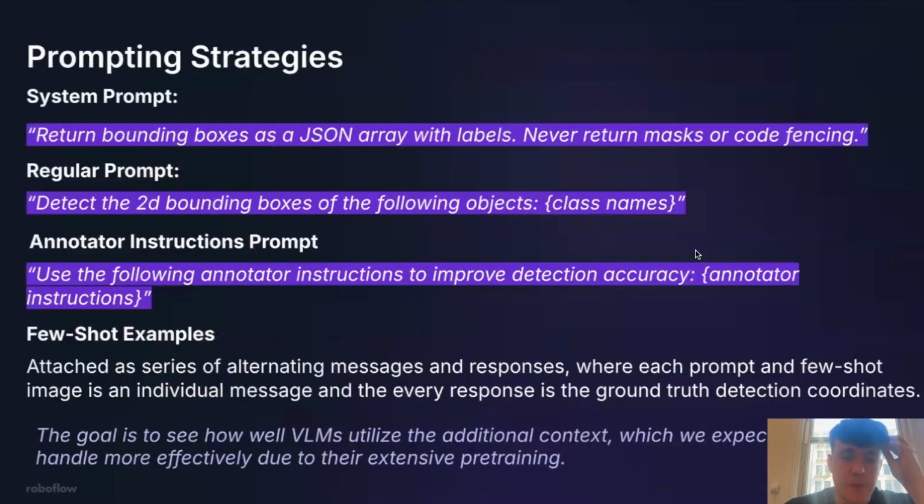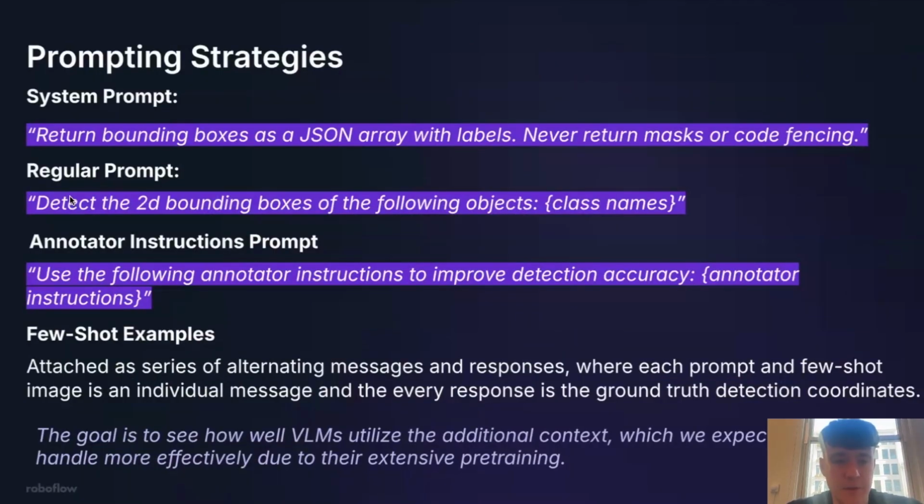Okay, so just a quick overview of the ways we wanted to include more information. This is all for Gemini. All of the prompts here are for Gemini 2.5 Pro. We wanted to see if we can get it to take in more information and use that for better prediction. First of all, you can always specify the system prompt. So we just say return bounding boxes as an array with labels, never return mask or code fencing, just for easier parsing afterwards.